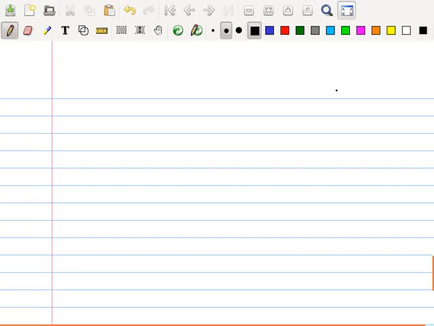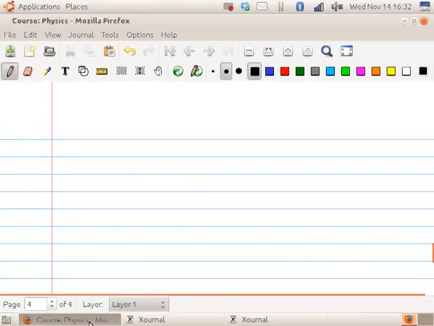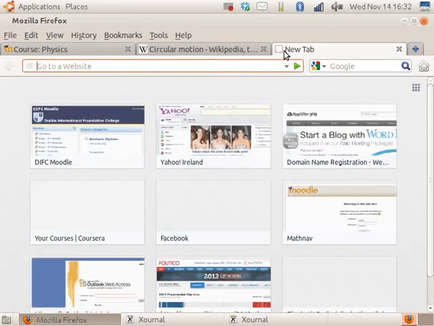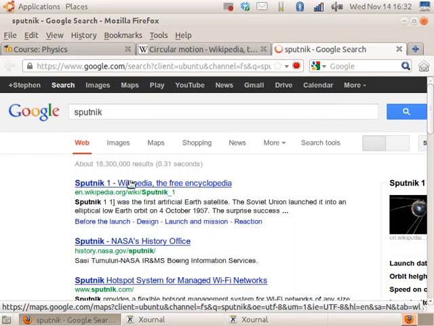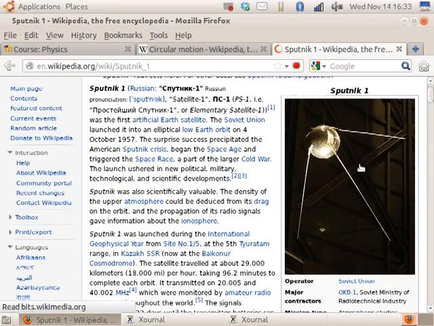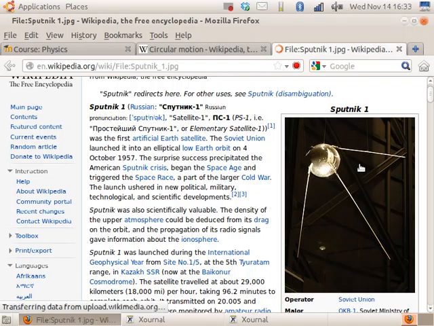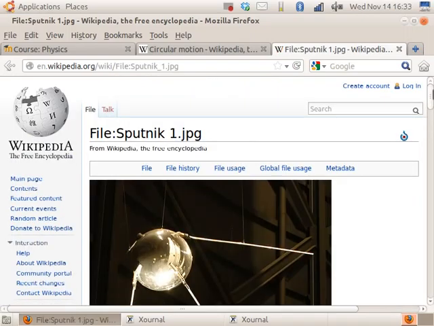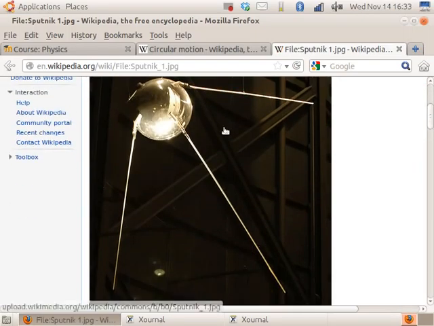Just open the image and Google. What are you doing, asking everybody? No, but I thought people knew this knowledge. Sputnik, maybe something like this. Just open the image. Sputnik 1. Yeah, there's the picture. So this is the first ever satellite. It's like a spider. That's the satellite. Have you seen this before? No.